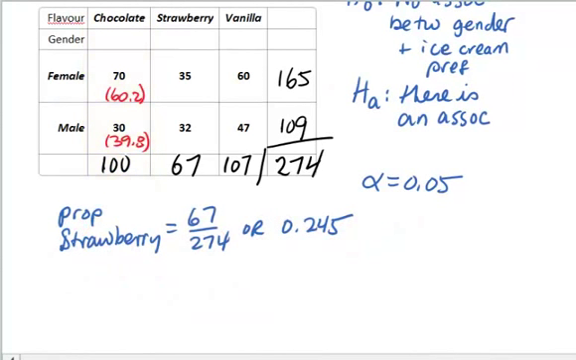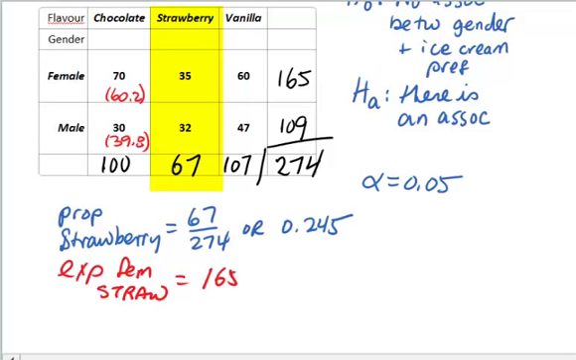Let us now move to the strawberry column and do a similar calculation. The proportion overall choosing strawberry will be the 67 total over the grand total 274, which is equal to decimal 0.245, or 24.5%. As we did earlier, we now can calculate the expected number of females who prefer strawberry, which will be 165 times 0.245, which is equal to 40.4.